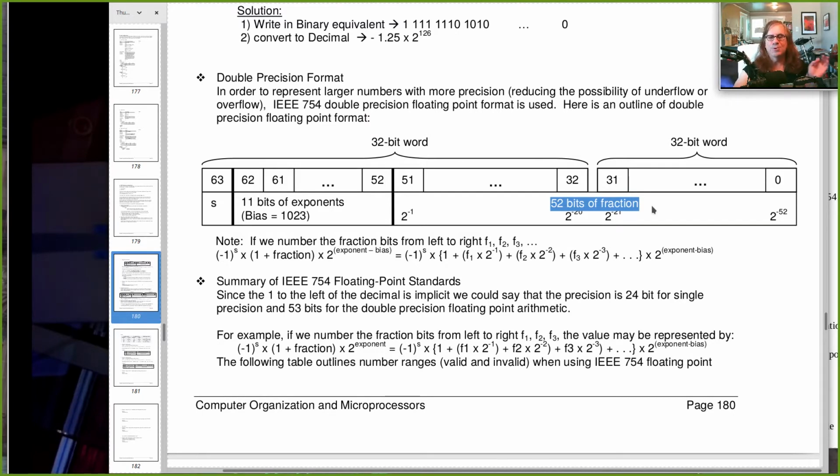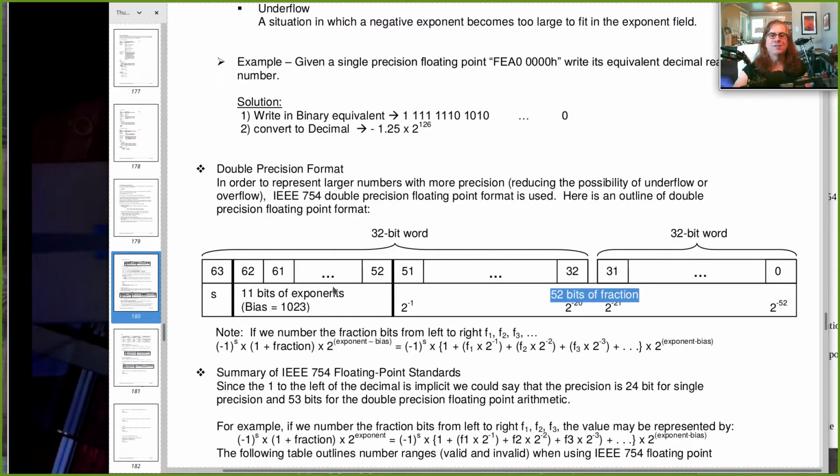So a lot more precision, more of those really, really small powers of 2 that give you lots of things to the right of the decimal point. So 52 bits of fraction. The exponent gets a little bigger, so instead of 8 bits, we have 11 bits of exponent, and the bias is 1023. So your exponent goes from 0 to 2 to the 11th, 2048, and you subtract 1023 to find out what the actual exponent is.